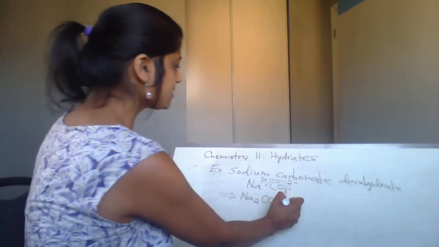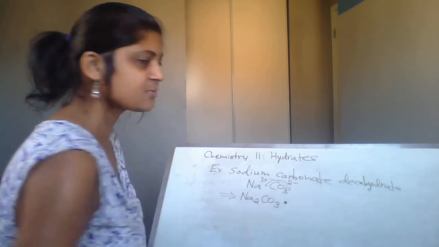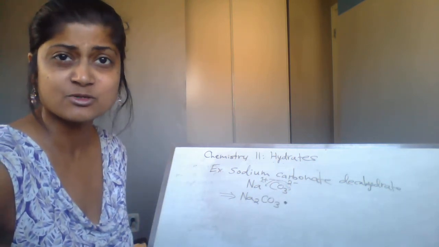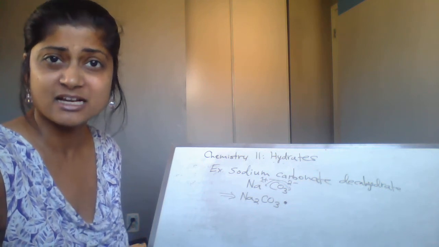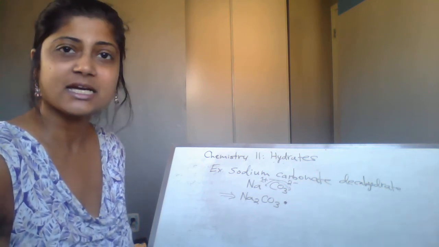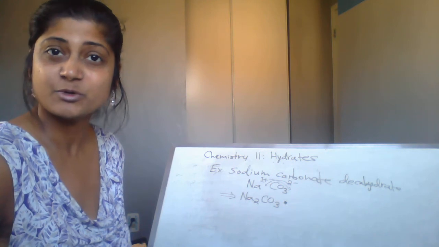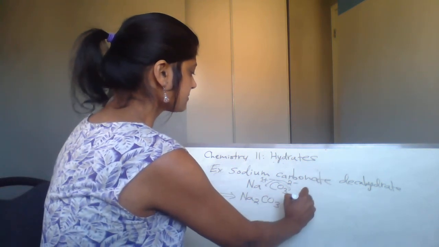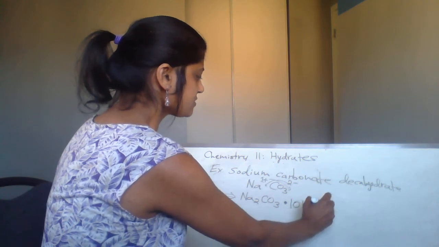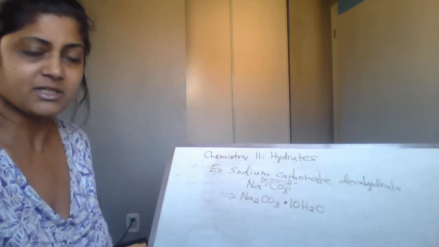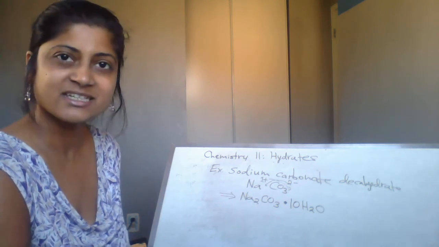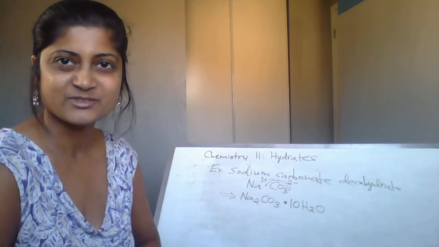And if we are looking now at decahydrate, make sure you're always putting the dot. The dot just represents that these molecules of water are attached to the actual compound. And so deca, like we said when we wrote out our prefixes, is 10, and hydrate is H2O. So this is our formula here for sodium carbonate decahydrate.